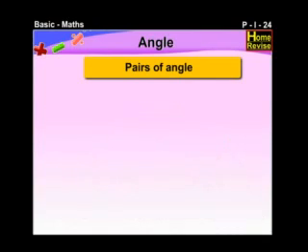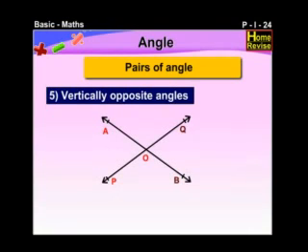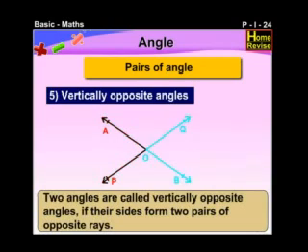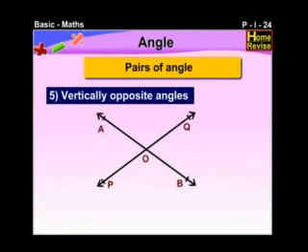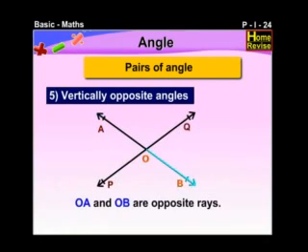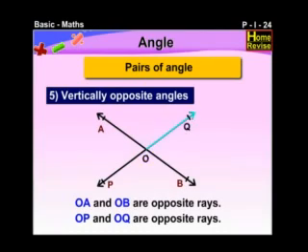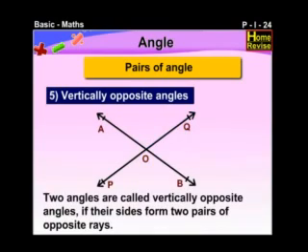The last pair of angles is vertically opposite angles. Two angles are called vertically opposite angles if their sides form two pairs of opposite rays. Look at the figure. OA and OB are opposite rays. OP and OQ are opposite rays. That means two angles are called vertically opposite angles if their sides form two pairs of opposite rays.